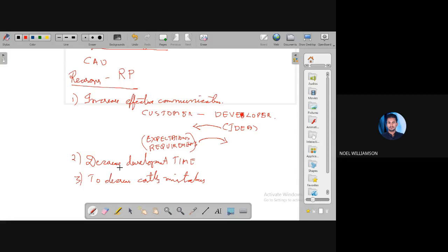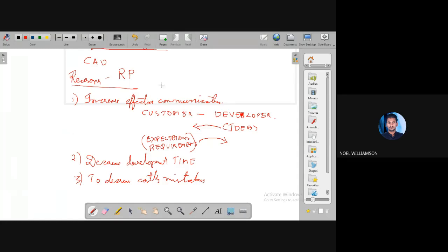So the first one is to increase the effective communication between the developer, customers, and any other communications, to make it effective. Then second is to decrease the development time by allowing the corrections to be made in the product at the earlier stages itself. And finally, to decrease the costly mistakes.